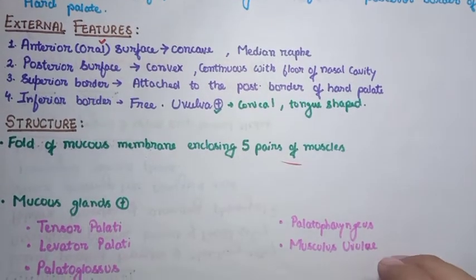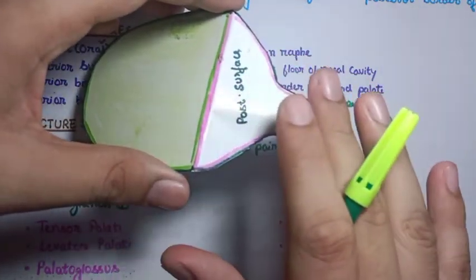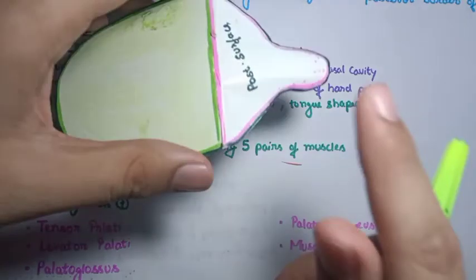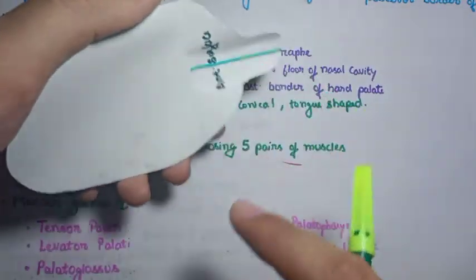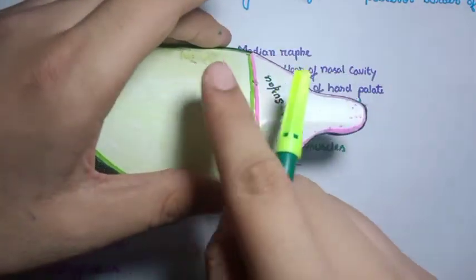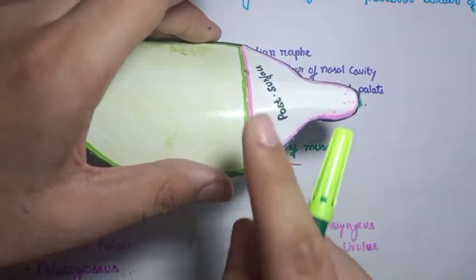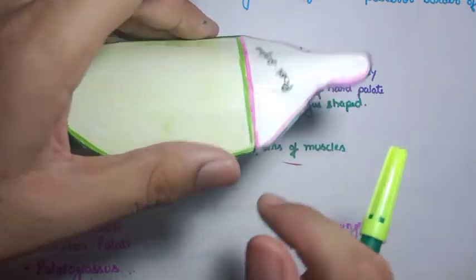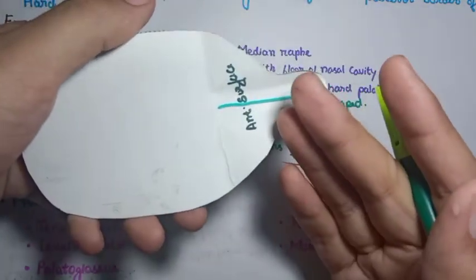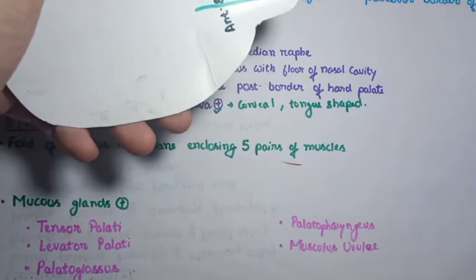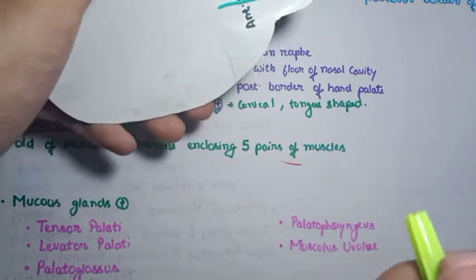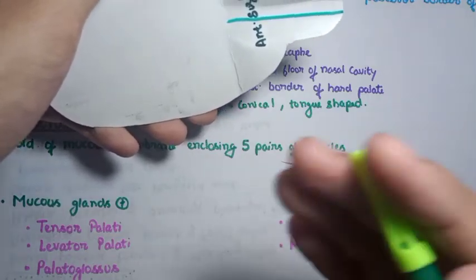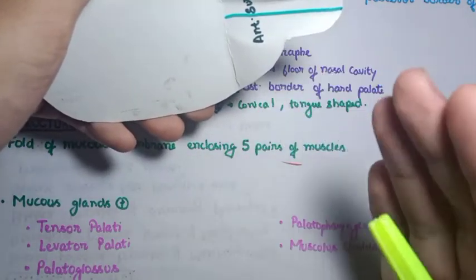Before discussing the 5 pairs of muscles that we have, let's talk about the epithelium lining these two surfaces. The posterior surface is lined by a different epithelium and the anterior surface is lined by a different epithelium. Why? Because the posterior surface is facing the nasal cavity, and the nasal cavity epithelium should be ciliated, while the epithelium facing the oral cavity should be stratified squamous epithelium, which is made up of different layers. As there are more chances of damage by the external environment, that's why it is stratified.